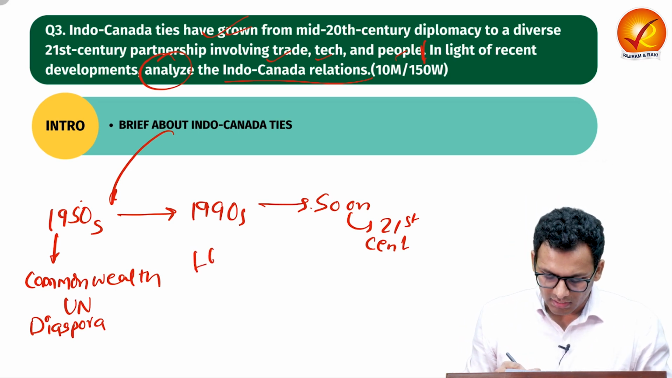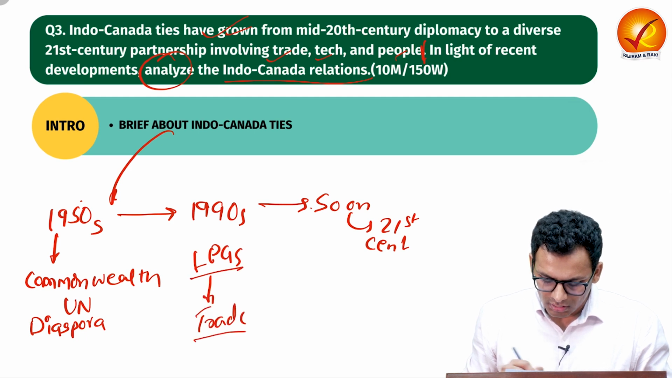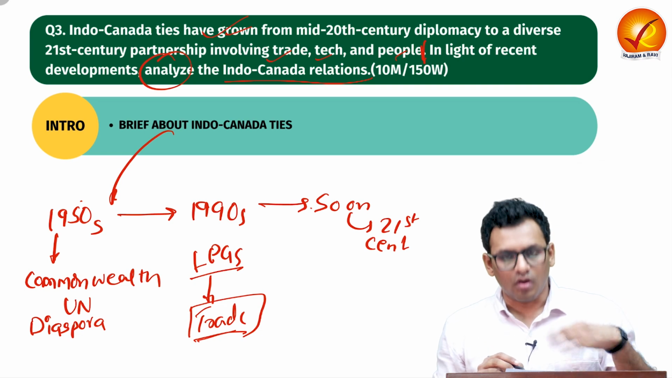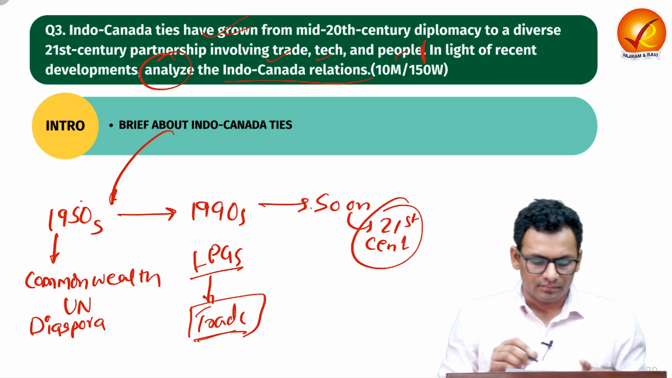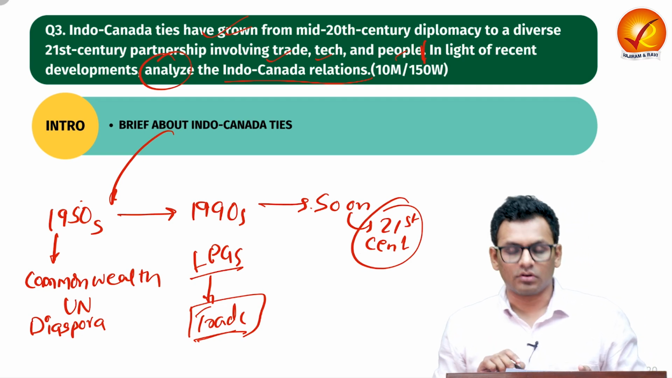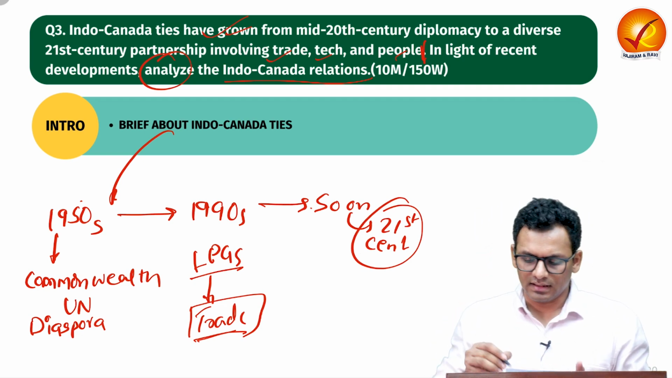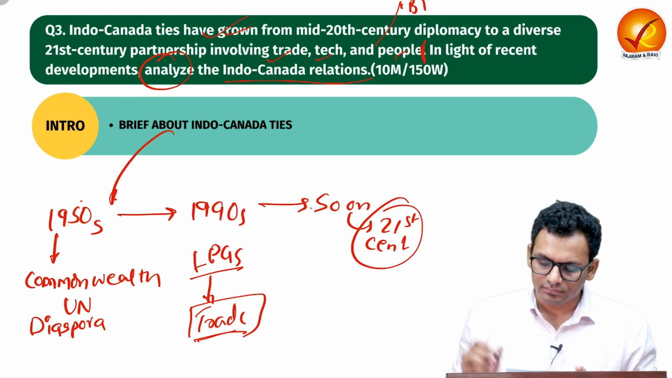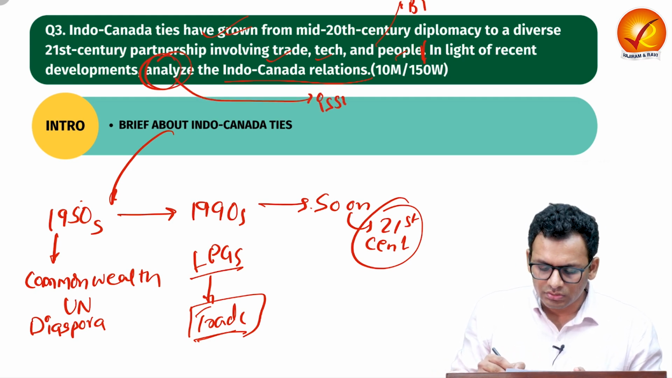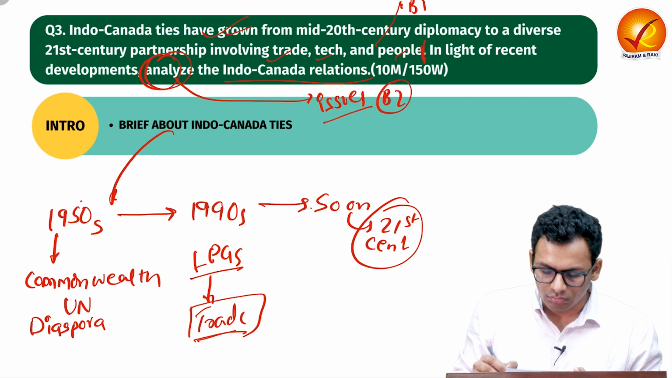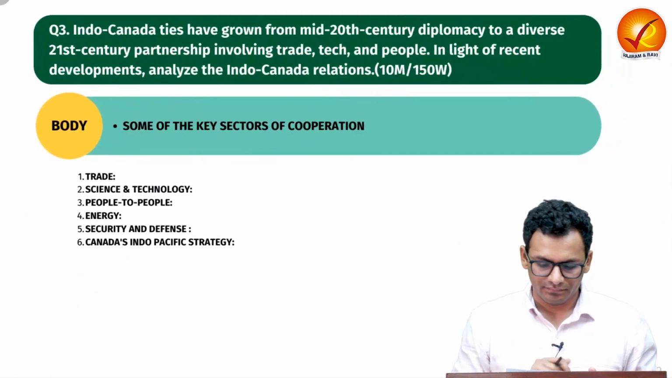In the 1990s, we saw LPG reforms, and because of that, the trade relationship also augmented. And in the 21st century, we saw multiple partnerships through trade, technology and people. We can inculcate the same in body 1. And as we are going to analyze, we can also talk about certain issues in body 2. Now let's see body 1.